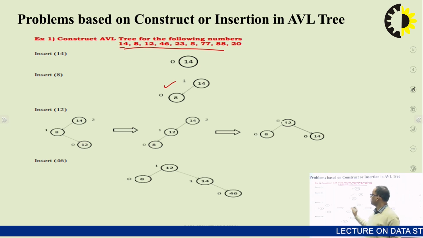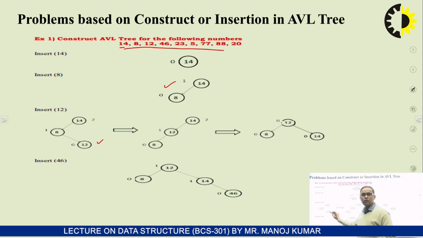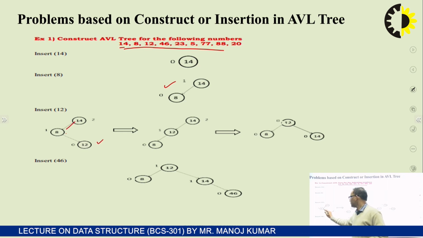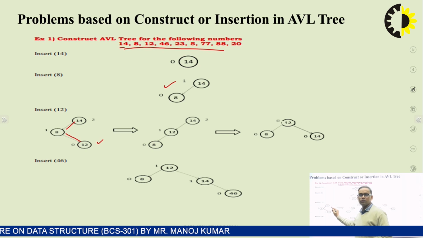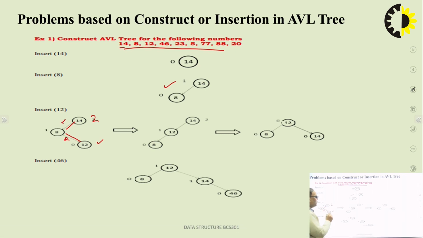Now the next node is 12. 12 is less than 14, so it will go to the left side of 14, but 12 is greater than 8, so it will be inserted in the right subtree of 8. Now the balance factor of 12 is 0, the balance factor of 8 is 1, and the balance factor of 14 is 2. So when this tree becomes unbalanced, which rotation will be performed? This is a left-right case, so LR rotation will be performed.